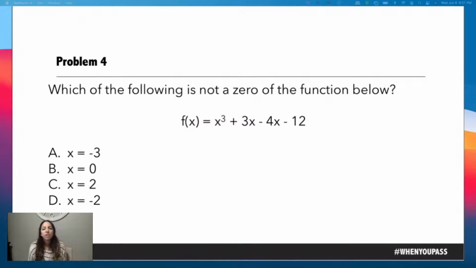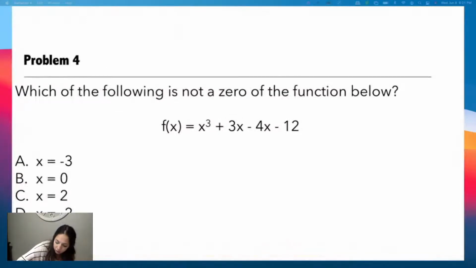All right, which of the following is not a zero of the function below? f of x equals x cubed plus 3x minus 4. That should say 3x squared. Typo. Minus 4x minus 12. I'm going to do that in black. x cubed plus 3x squared minus 4x minus 12.